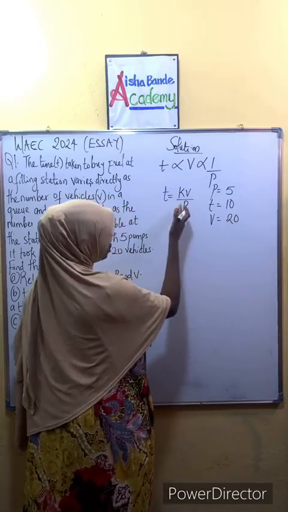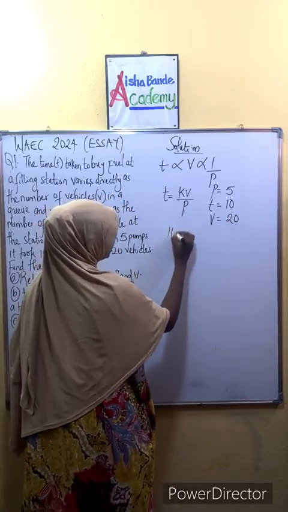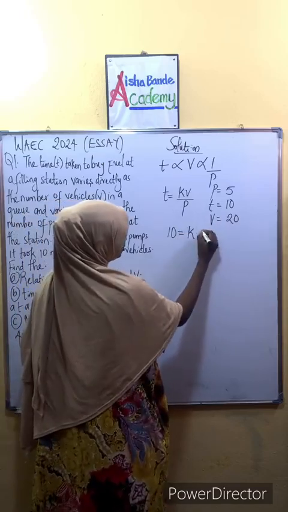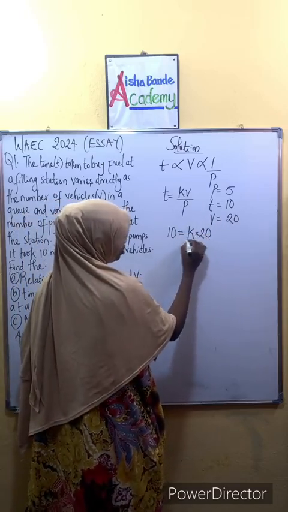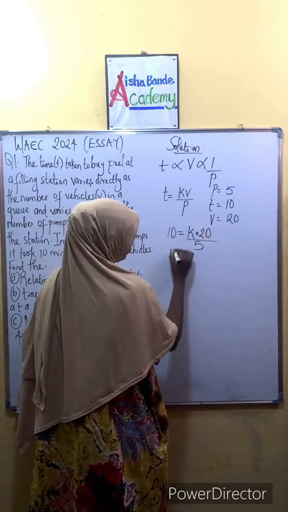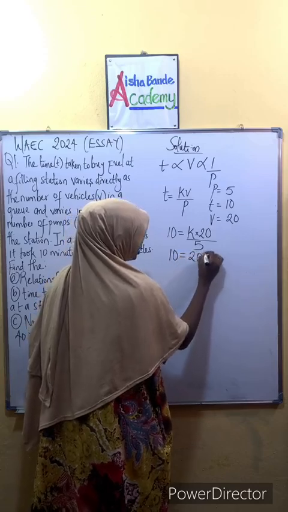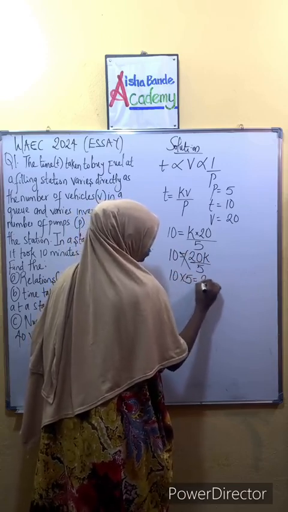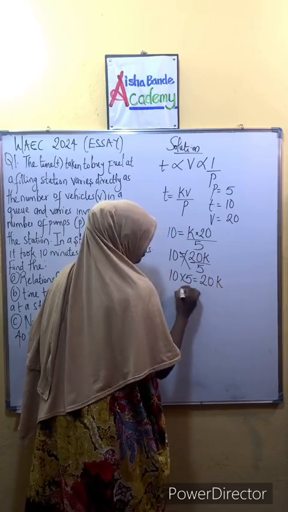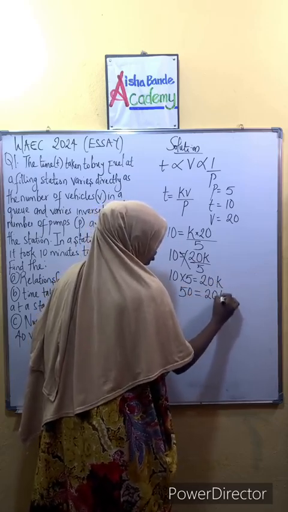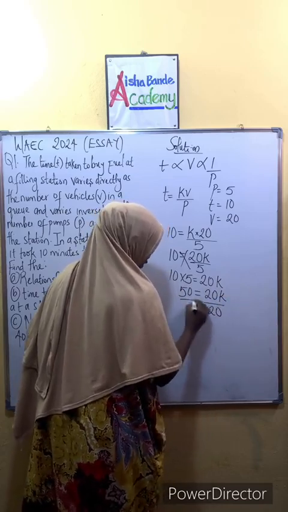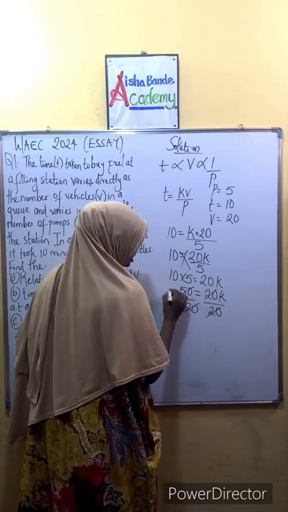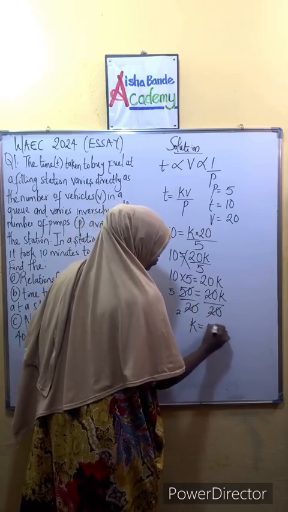Here now, let's substitute in all the values. We have T, which is 10, is equals to K, the constant of proportionality, times V, which is 20, all over P, which is 5. So here we have 10 is equals to 20K over 5. We cross multiply here. We have 10 times 5 is equals to 20K. So 10 times 5 is 50 is equals to 20K. To get the value of K, we divide both sides by 20. 20 cancels 20, and 50 over 20 gives 5 over 2. So our K is equals to 5 over 2.